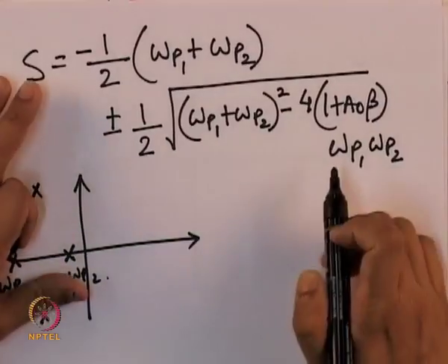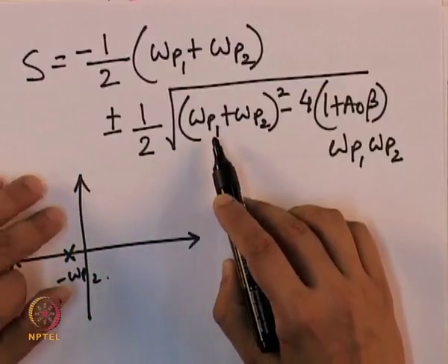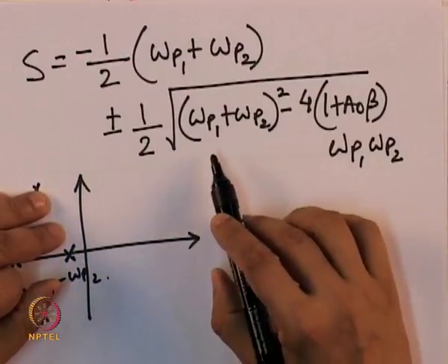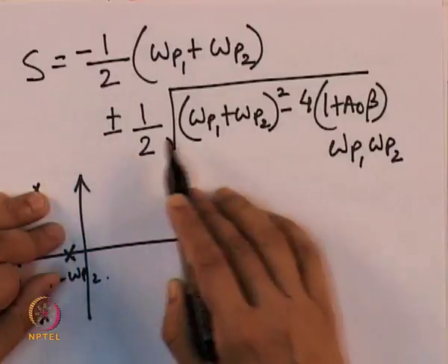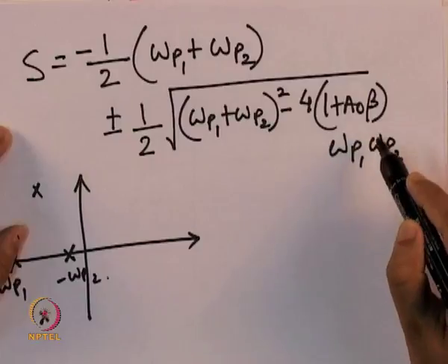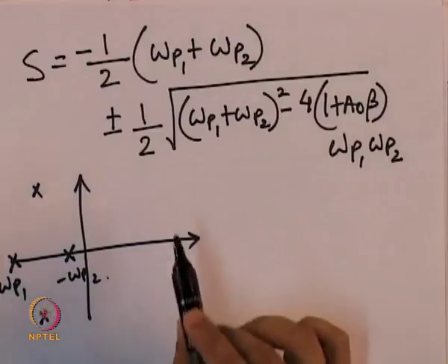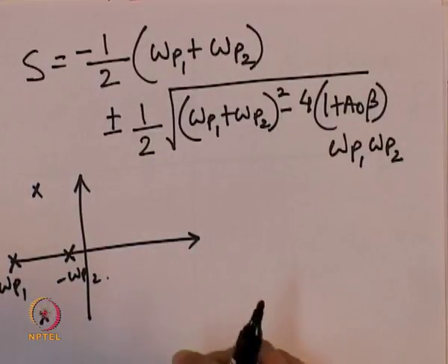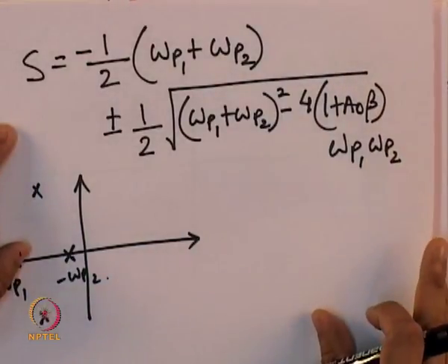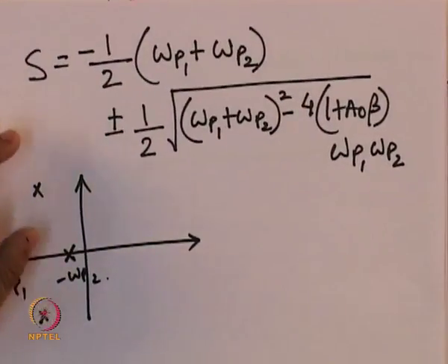Now, what do we observe? First thing we observe is that even though the coefficients of the characteristic equation, or the characteristic polynomial, were all real, after solving we see that depending on the value of a0 beta, the roots of the characteristic equation can be complex. Of course, they will be complex conjugate quantities. If they are complex, then what does it mean? So, let us consider this equation once again a little closely.